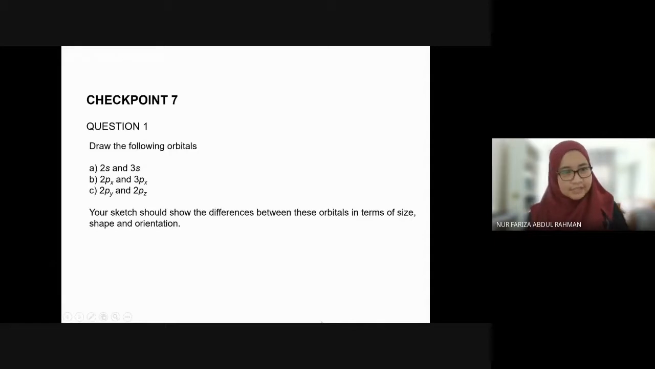Okay, so let's discuss the answer. Draw the following orbital. Make sure that your sketch should show the differences between the orbitals mentioned in terms of size, shape, and orientation. So let's start with A. Both orbitals are S orbitals, but we have 2S and 3S. So this can be drawn in terms of different size. We know that S has a spherical shape. S orbital has spherical shape.